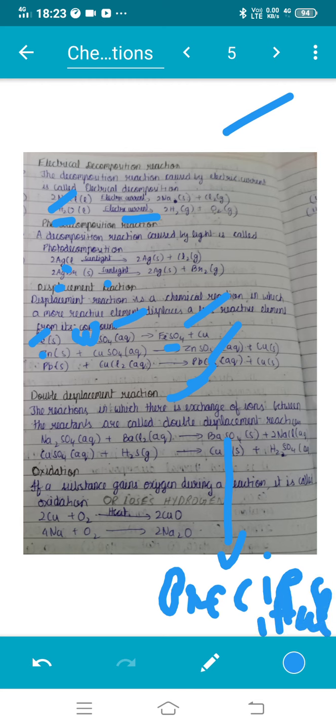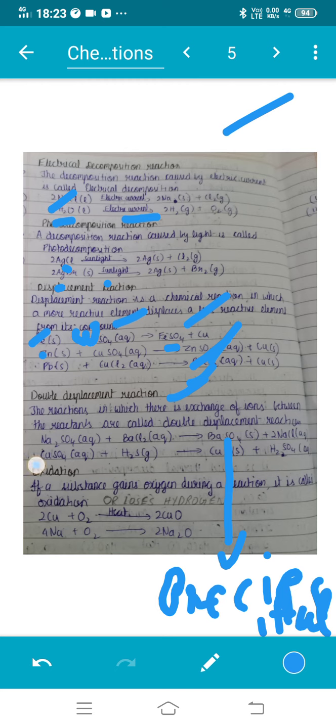This is precipitate. This is also known as a precipitation reaction. Reactions in which the exchange of ions between the reactants takes place are called double displacement reactions. The precipitation reaction is a reaction in which a precipitate is formed.